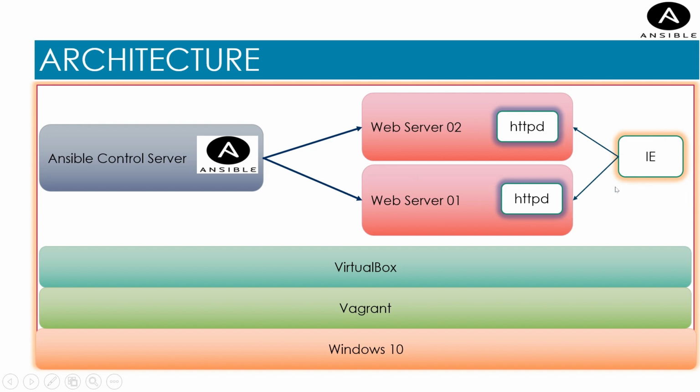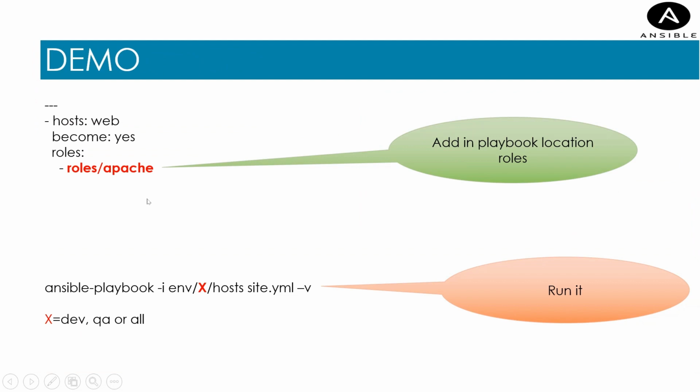we will be able to access Apache running on both servers with the help of Internet Explorer. So what we need for this demo is one playbook, where we have web as the host file, and then sudo, we need a root user, so we just set become to yes, so it will be considered as root. Then I have already defined one role, which is Apache, and we are going to use that in the playbook. Then we have to call ansible-playbook -i and the name of the inventory folder, and inside that we have development, QA or all, and then host, and then site.yml -v.